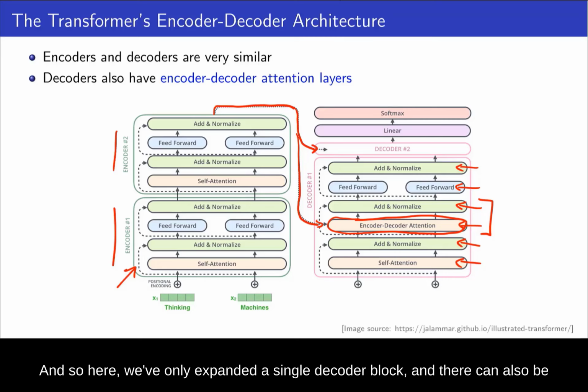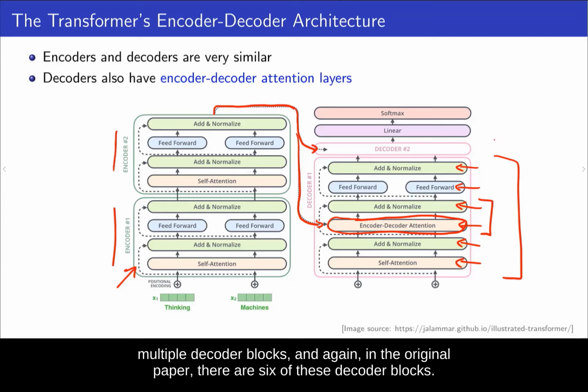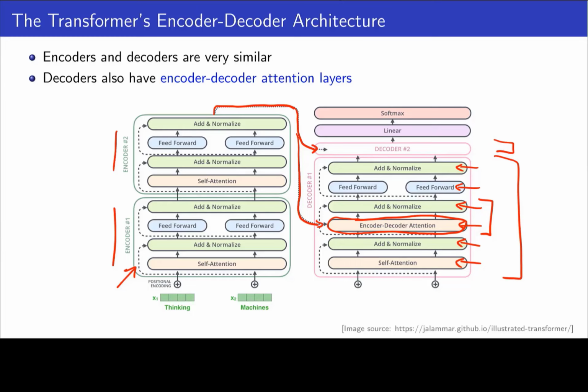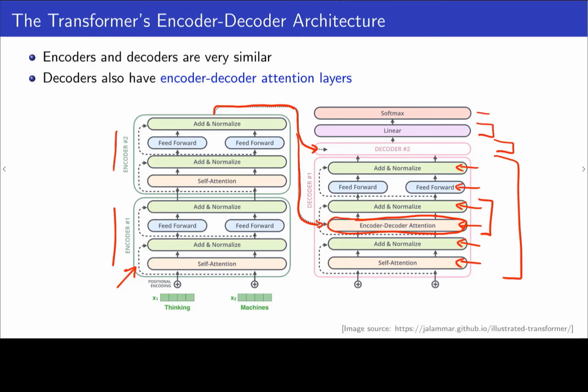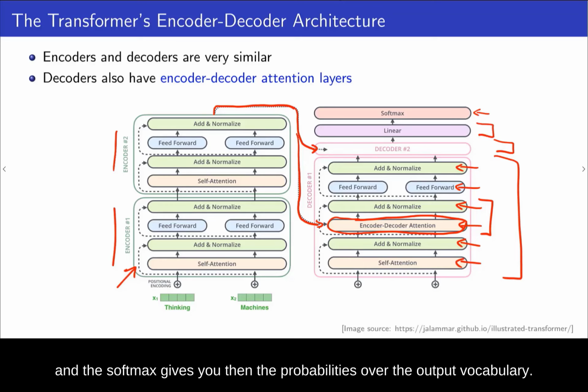And so here we've only expanded a single decoder block, and there can also be multiple decoder blocks. Again, in the original paper, there are 6 of these decoder blocks. In the very end, this is followed by a linear layer and then a softmax layer. And the softmax gives you then the probabilities over the output vocabulary.